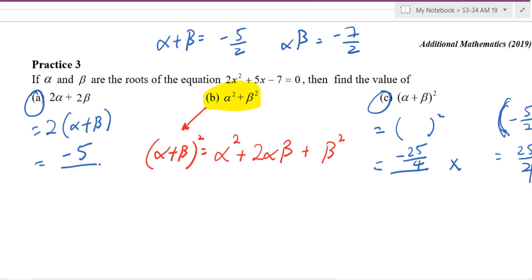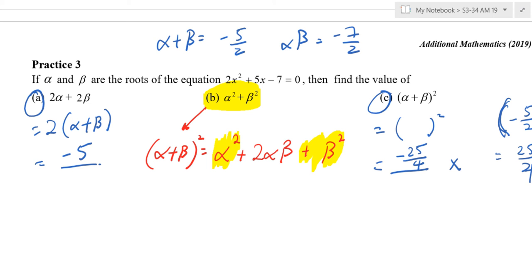Now, can you highlight what you want? What you want is actually this. Am I correct? Do you see the question? The question actually wants alpha squared plus beta squared, but they don't want this extra middle term. What do I do with this? Bring it over. Correct or not?